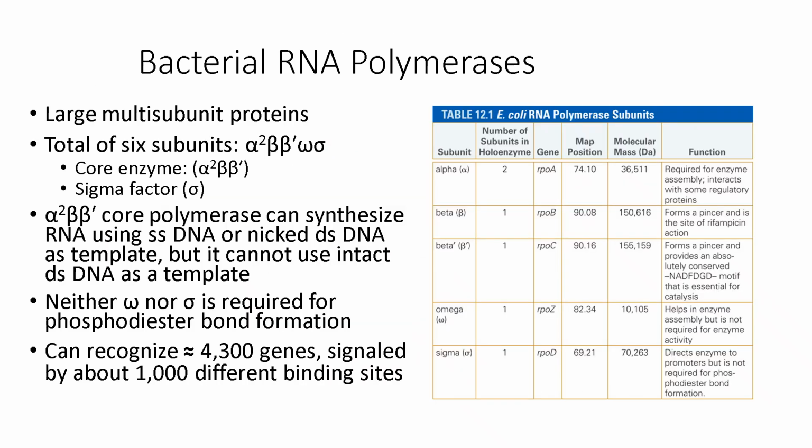Bacterial RNA polymerase is a large multi-subunit complex consisting of 6 subunits: 2 alpha, 1 beta, 1 beta prime, 1 omega, and 1 sigma. The core enzyme, composed of the 2 alpha subunits, beta and beta prime, can synthesize RNA using single-stranded or nicked double-stranded DNA, but cannot function with intact double-stranded DNA. The sigma factor is essential for promoter recognition, but not for catalysis. Together, these subunits allow the polymerase to recognize and transcribe thousands of genes.